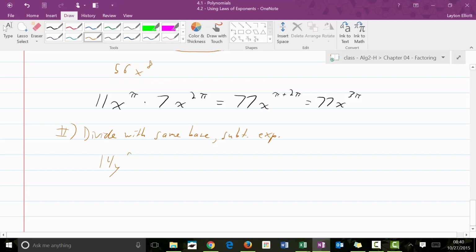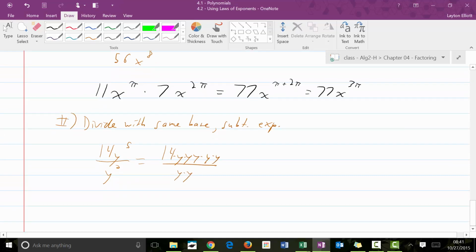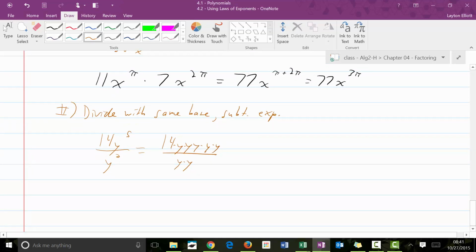If I have 14y to the 5th over y to the 2nd, what's really happening is that that's 14 times y times y times y times y times y divided by y times y. And provided, of course, that y is not equal to 0, y divided by itself is 1. So we can cancel two pairs of those y's out. I'm just left with 14y to the 3rd power. But of course it is far simpler to think about this as 14y to the 5th minus 2, or 14y to the 3rd power.